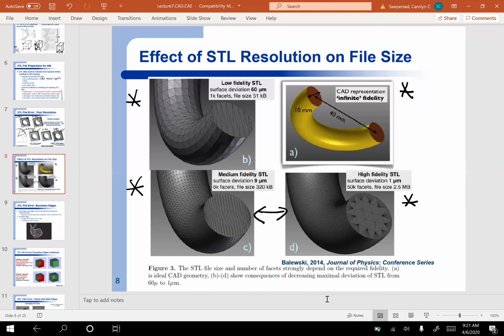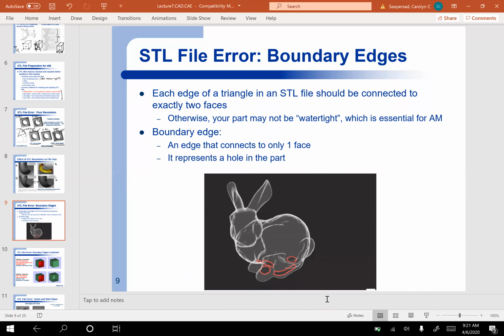So now let's talk a little bit about some of the errors that we can find in STL files. One error that we can find is boundary edges. Each edge of a triangle in an STL file should be connected to exactly 2 faces, right? So if we think about that for a second, if we think about our simple cube that we were going to fabricate with STL, if we break each face into triangles, right? Think about each triangle, right?